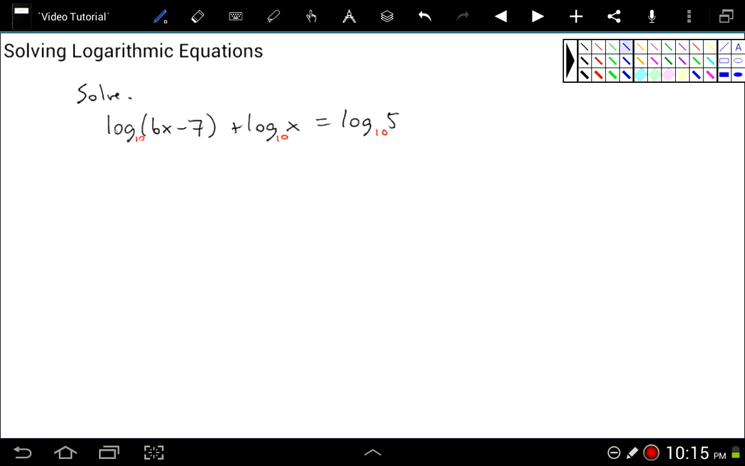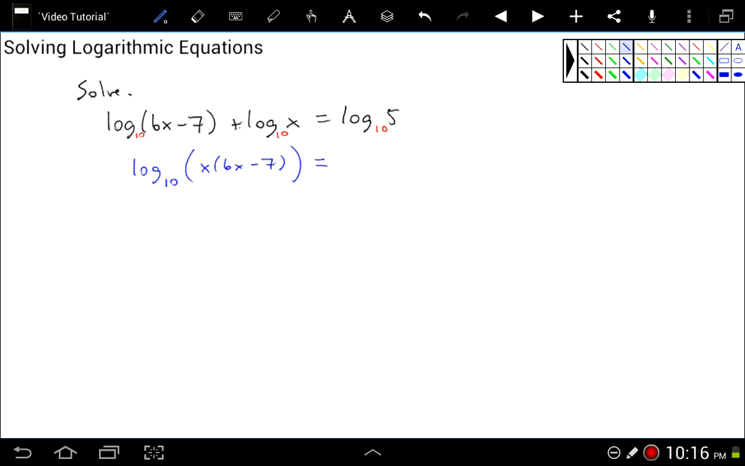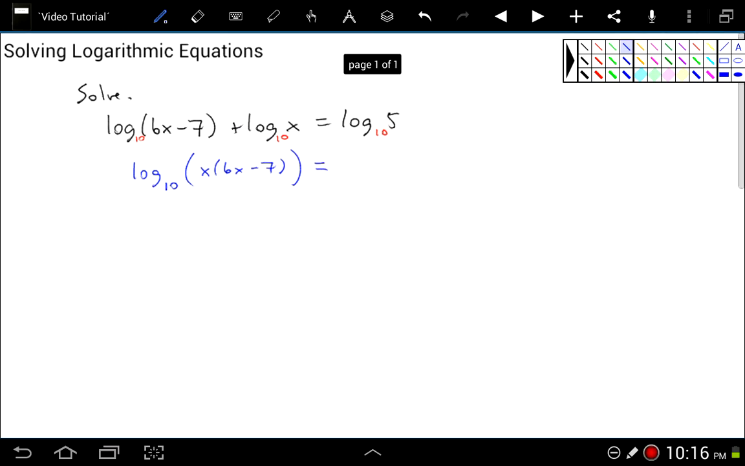Now in this case, I don't have any constants, I just have logs. So what I'll do is combine my two logs on the left using multiplication. x times 6x minus 7. Addition became multiplication. And on the right side I have log base 10 of 5. Now I have a single log on the left and a single log on the right, so I can apply a base of 10 to both sides.